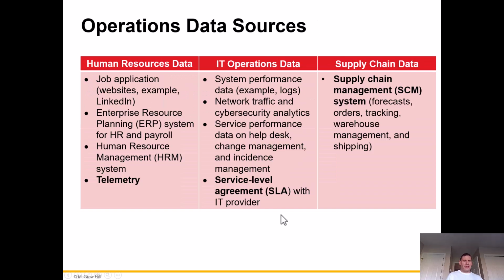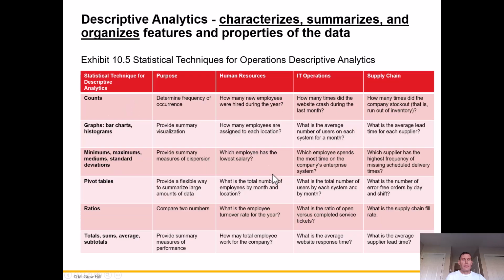So these are some sources for operations data. So human resources data: job applications, websites associated with that, ERP, enterprise resource planning systems for HR and payroll, human resource management or HRM systems. IT operations data, so like system performance data. So for example, like logs, network traffic and cybersecurity analytics, service performance data on help desk, change management and incidents management. Supply chain data, so things like supply chain management, SCM systems, forecasts, orders, tracking, warehouse management, and shipping.